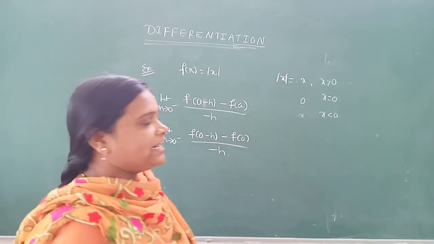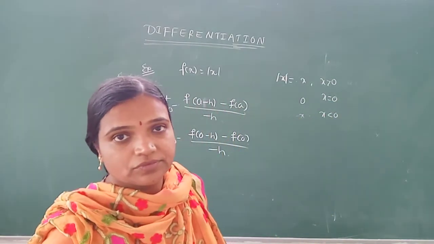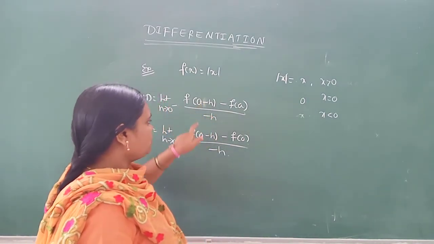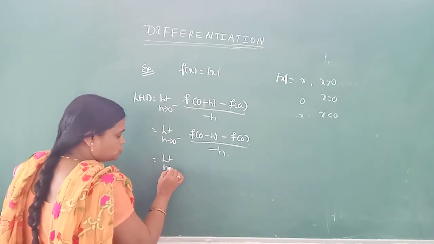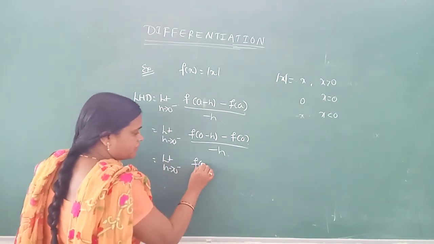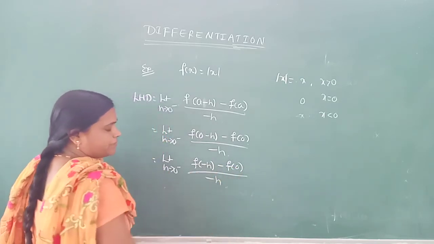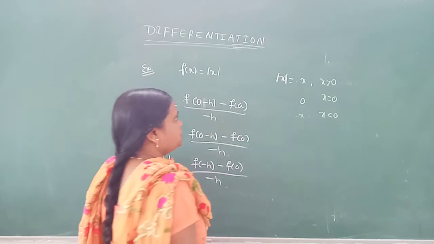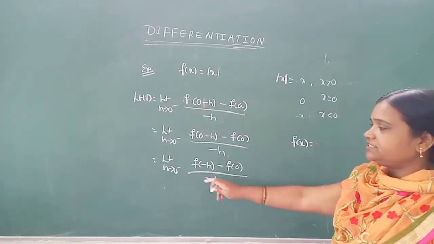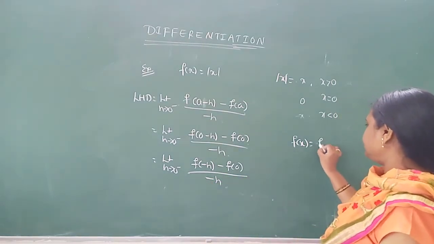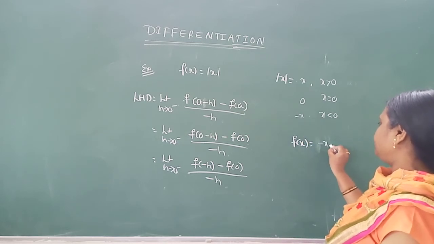Did you understand? At x equal to a we are taking, but our a is what here? 0. Correct. Therefore instead of a, we write 0. Next, limit as h tends to 0 minus, f of minus h minus f of 0 divided by minus h. Correct. See, what is our f of x? For x less than 0, it is minus x.